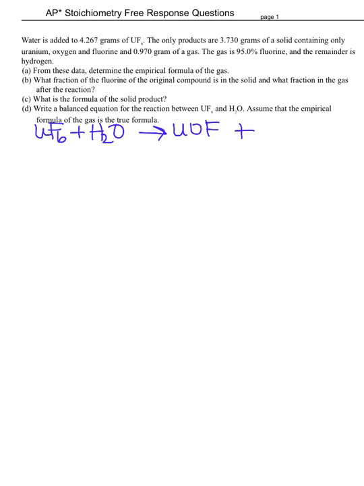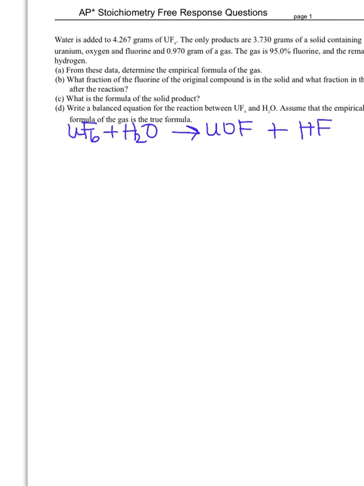So I'm going to put those in the correct order. Hydrogen first, fluorine second because it's the most electronegative. We also want to include our starting amounts. 4.267 grams of UF6. There's 3.730 grams of our solid and 0.970 grams of that gas.